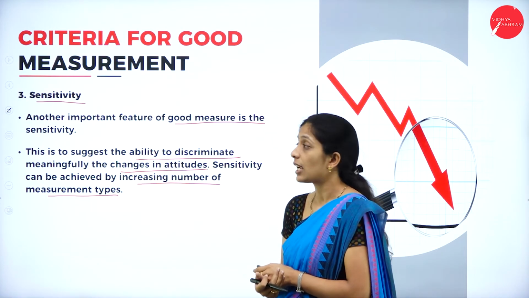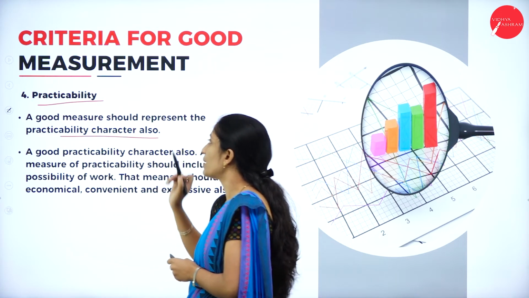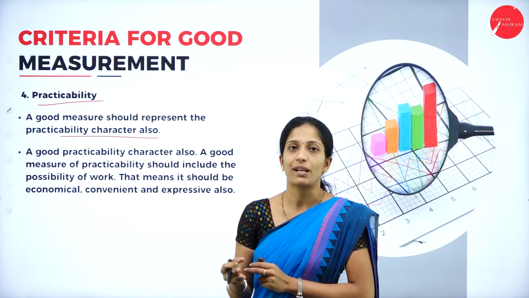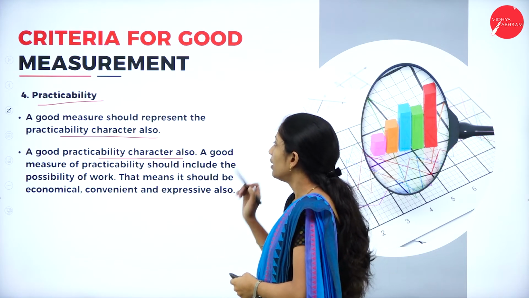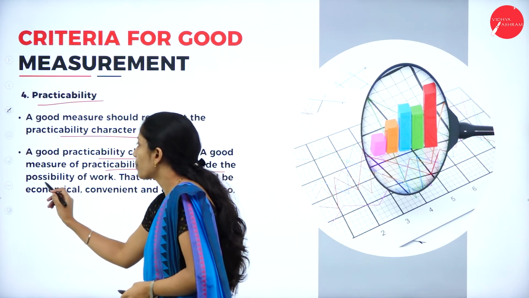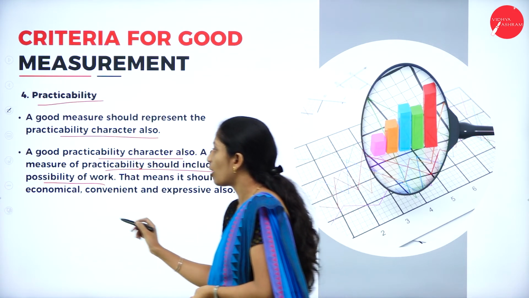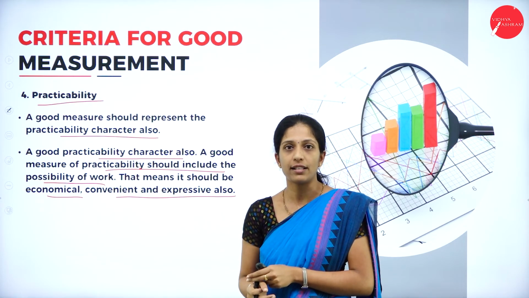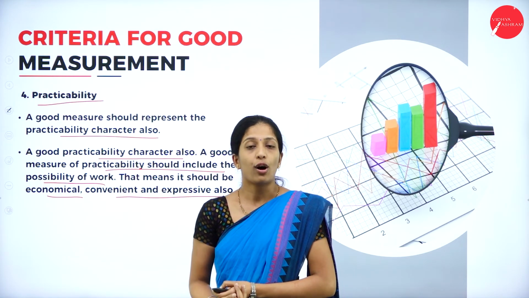That is sensitivity. Next one is practicability. A good measure should represent the practicability character also. It is one of the important features or criteria of measurement, that is, it should be practical in nature. A good measure of practicability should include the possibility of work. So here, practicability means it should be practicable to the current situations. That means it should be economical, convenient and expressive also. That is, it should be suitable for the current situation. So, these are the few criteria of good measurement.